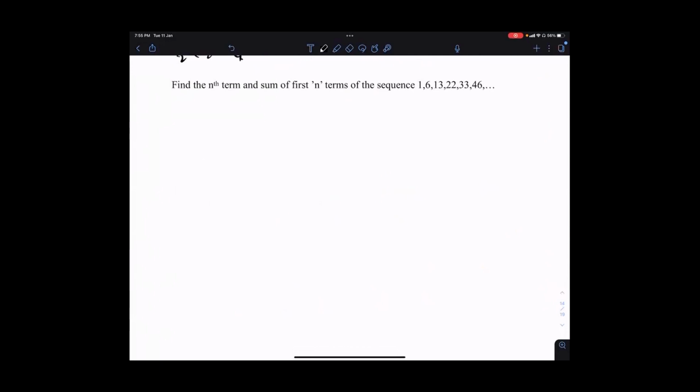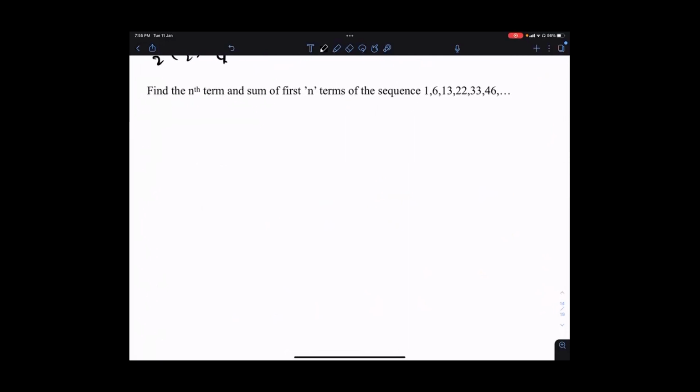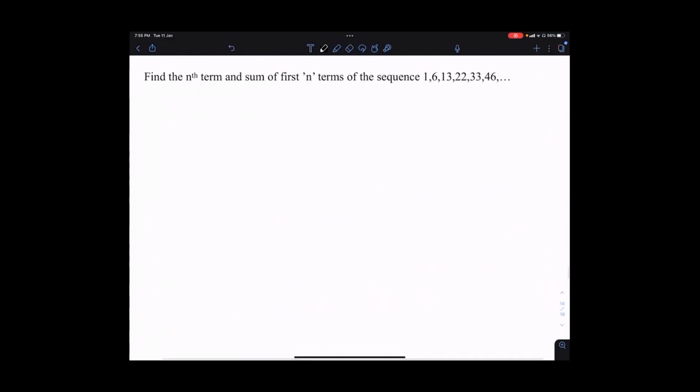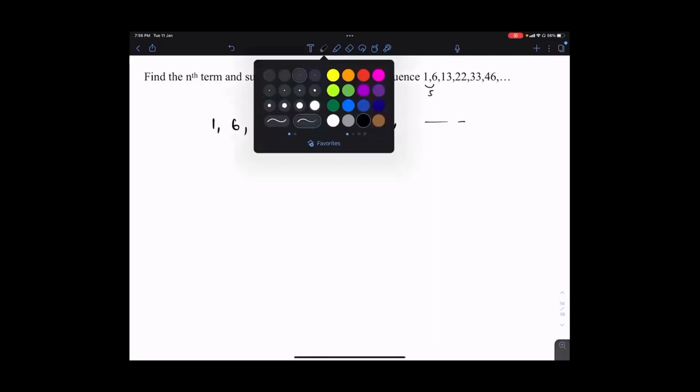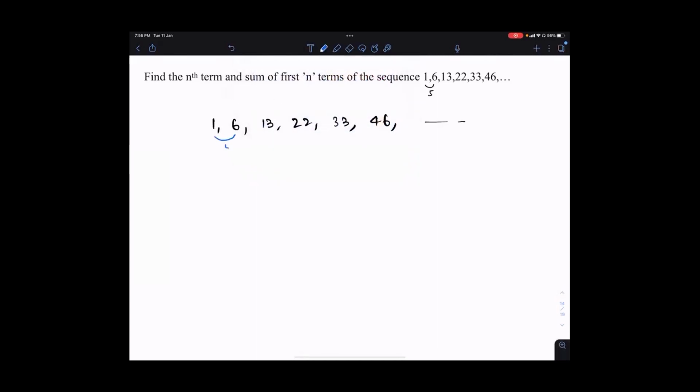Whenever you have a sequence like this, the two things are very important: finding the nth term and the sum of first n terms. The sequence, if you observe, I'm writing the sequence 1, 6. This is a very commonly occurring sequence, where the difference is in AP. So it is very important for you to know, for these kinds of sequences, how to write the nth term. Simple.